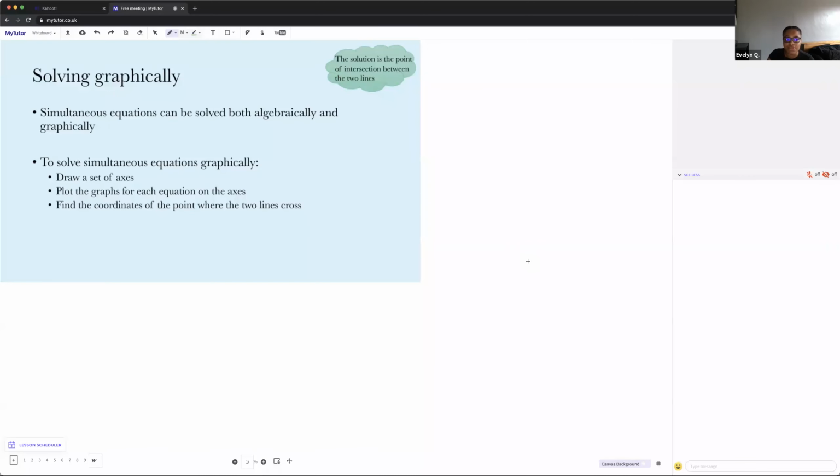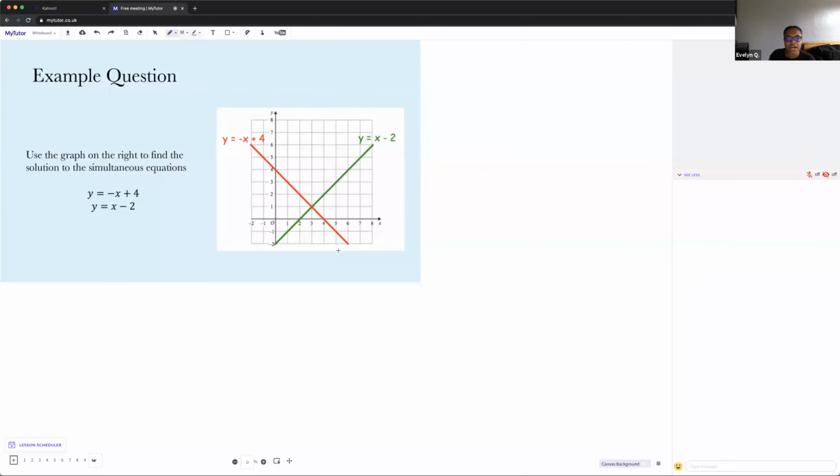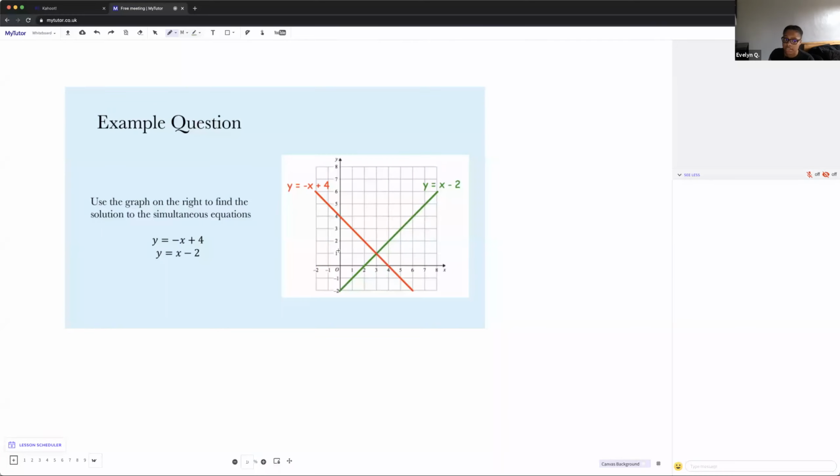Now, just before we finish, there is another way they could ask you to solve simultaneous equation questions, and it is graphically. We're not going to go through it completely because that relies on going through how to draw graphs, and we're not going to do that today. But the way you would do it is draw a set of axes, plot the graphs, and then find the coordinate of the point where the 2 lines cross. This is a typical example of how they would ask you to solve graphically.